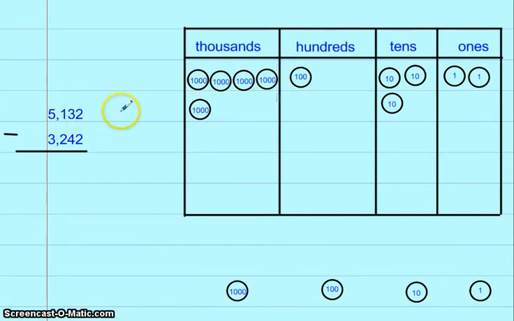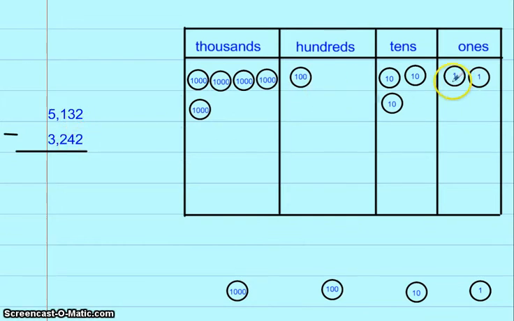I've put on my board the number 5,132. You can see 5,000, 100, 3 tens, and 2 ones. Why? Because this is the number we will be taking from. We already have our numbers lined up, so we start at the ones.